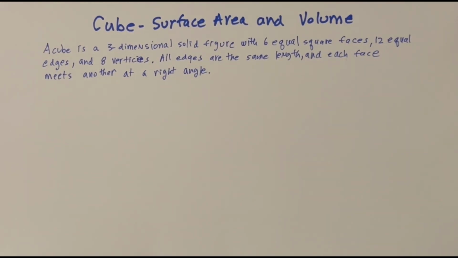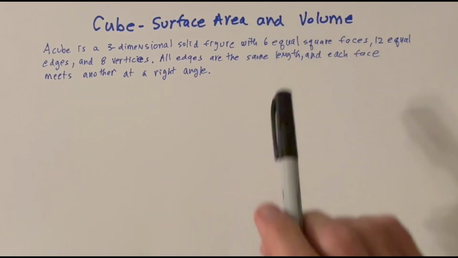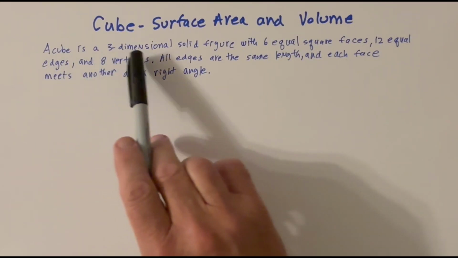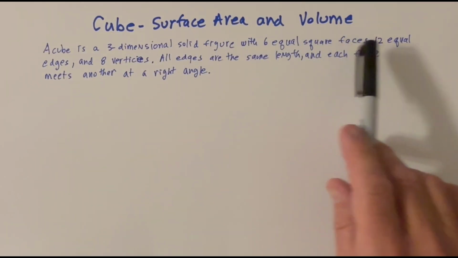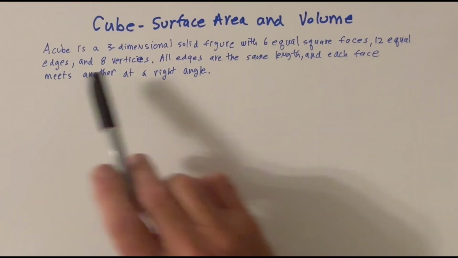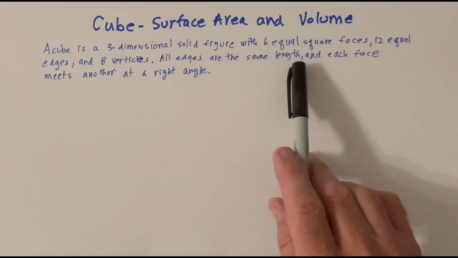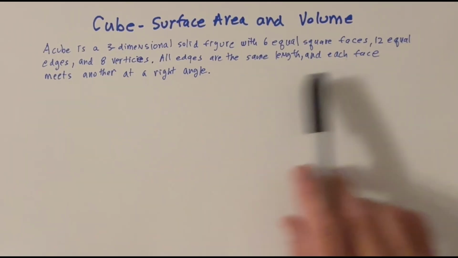Welcome to my video on the cube, calculating the surface area and volume. But first of all, let's look at the definition of a cube. A cube is a three-dimensional solid figure with 6 equal square faces, 12 equal edges, and 8 vertices. All edges are the same length, and each face meets another at a right angle.